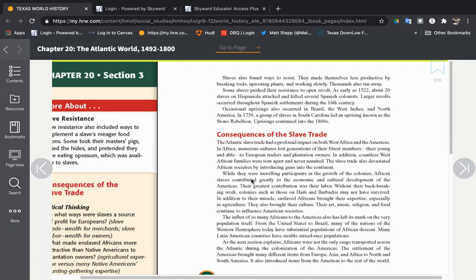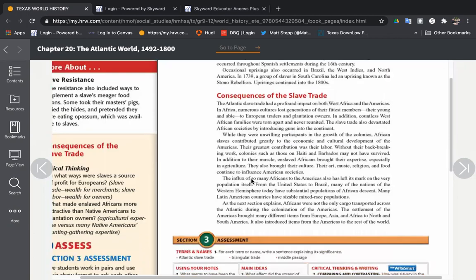Okay. The consequences of it. We talked about what's the effect of the slave trade. What's the overall part of the slave trade? The easy part is it redistributed the population of the world. That was an effect of the Atlantic slave trade. It took millions of people from Africa and it put them in the United States. It put them in the Caribbean. It put them in South America. So that's the easy part of it.